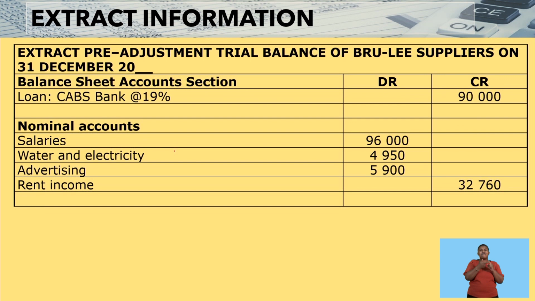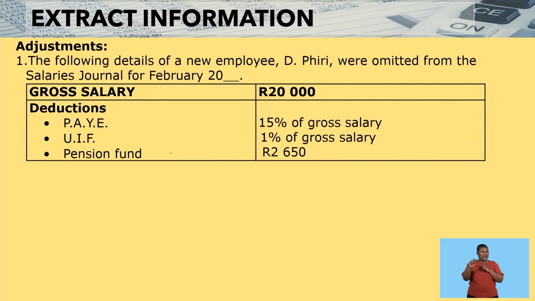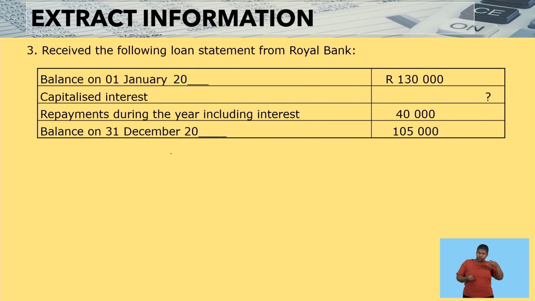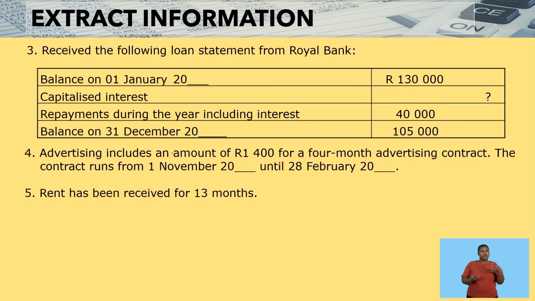And then we have our balance sheet account section as well as our nominal accounts section. And then we have adjustments: adjustment number 1, adjustment 2, 3, 4, and then adjustment number 5. So we want to do these adjustments and see how to record them in our statement of comprehensive income. And if they affect the statement of financial position, we will also create notes that relate to the statement of financial position. But our main focus is the statement of comprehensive income.